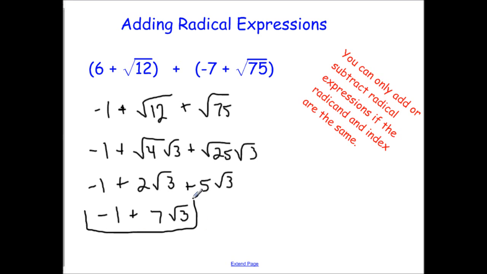So if the number under the square root is not the same, you have to try to simplify it, and if you can get it to be the same, then you can add those radical expressions. Okay, so that's it for the notes.